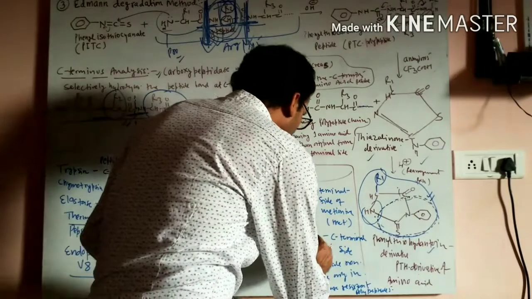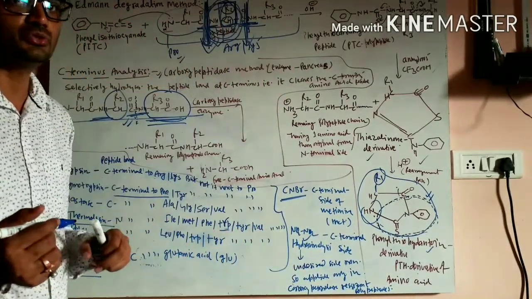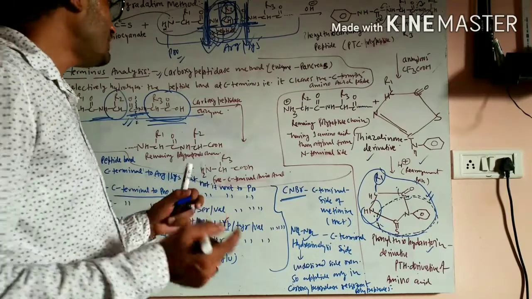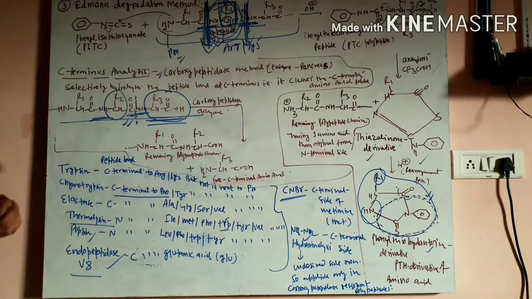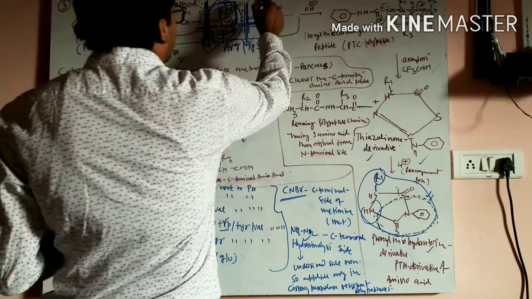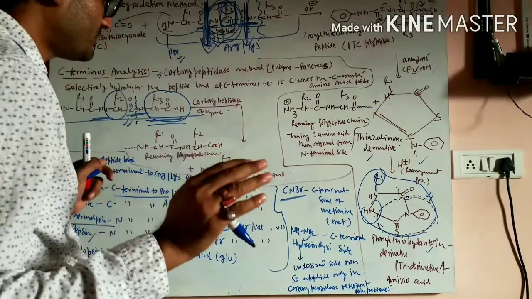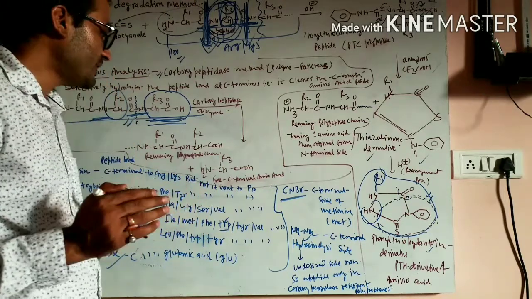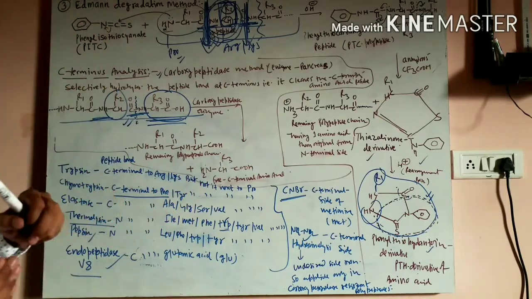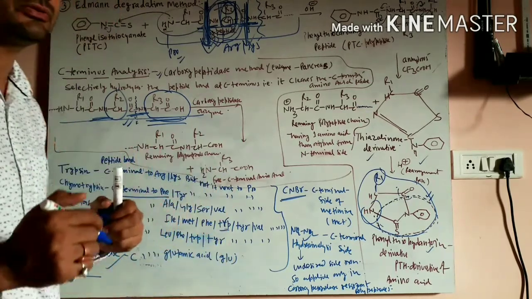Another is called hydrogenolysis, that is treatment with hydrazine, NH2NH2. When we treat this polypeptide chain with hydrazine, it will selectively cleave the C-terminal side, and the C-terminal amino acid will be free. But what is the disadvantage of this hydrogenolysis? It will give a number of side products or undesired chemical reactions.